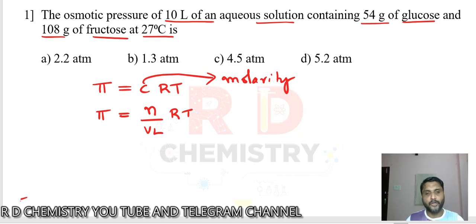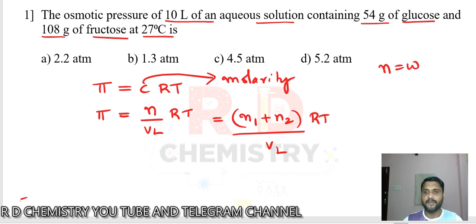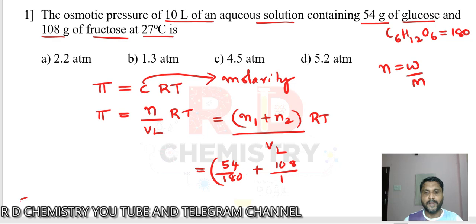Number of moles are also not given. You have to calculate. So we'll take the number of moles of two substances, glucose and fructose. Let it be N1 and N2, into RT divided by volume in terms of liters. How do you calculate number of moles? Given mass divided by molar mass. Glucose and fructose both have molecular formula C6H12O6 and its molar mass is 180. So N1 is the number of moles of glucose, given mass 54 divided by 180, plus N2 is 108 grams divided by 180.